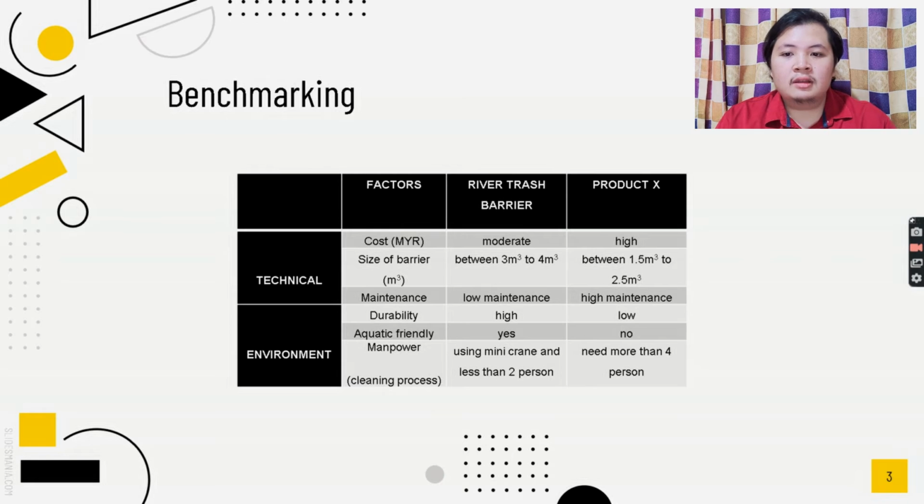Next is benchmarking. There are a few factors that we considered for the project, which are the cost, size of barrier, maintenance, durability, aquatic friendly, and manpower. So we compare our product with other products. You can see the comparison on the slide.